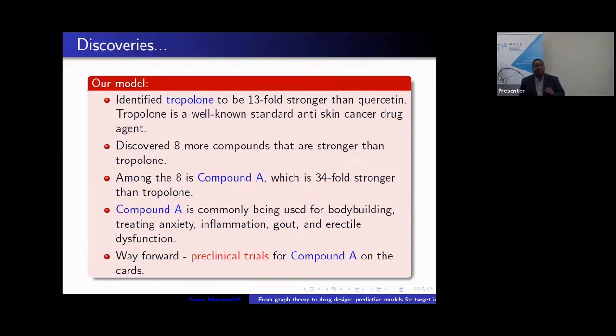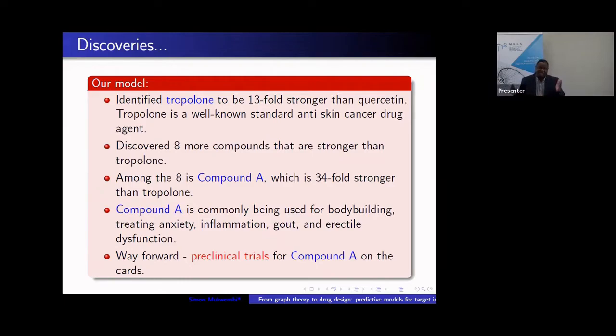We were so happy that our model actually managed to identify troponin to be 13-fold stronger than quercetin. Remember, quercetin was actually identified among those 9 as the best compound. So our model identified troponin to be 13-fold stronger than quercetin. Why troponin? Troponin is actually a well-known standard anti-skin cancer drug agent.